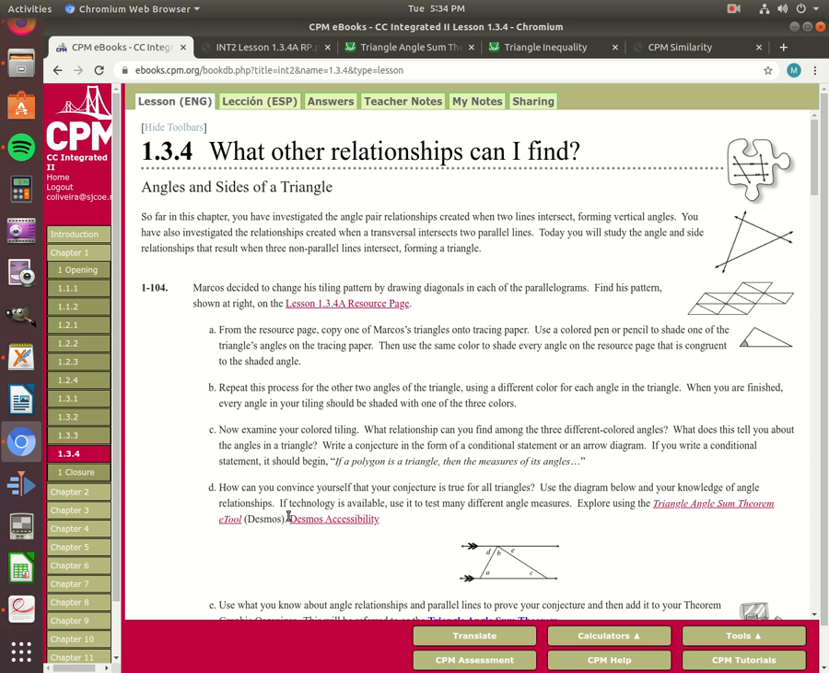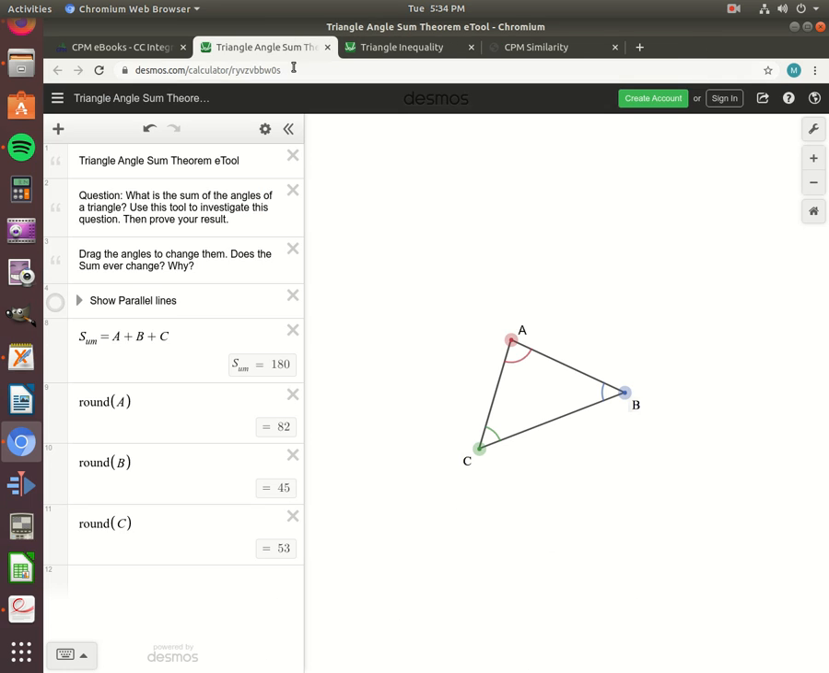All right, so it says, if a polygon is a triangle, then the measures of its angles equal 180 degrees, I think, right? If you add them up, they add up to 180 degrees. It says, how can you convince yourself that your conjecture is true for all triangles? Well, they give us this handy dandy tool right here. You'll notice they have the angles, right? So 82 plus 45 plus 53 equals 180 degrees. This is the sum of A, B, and C.